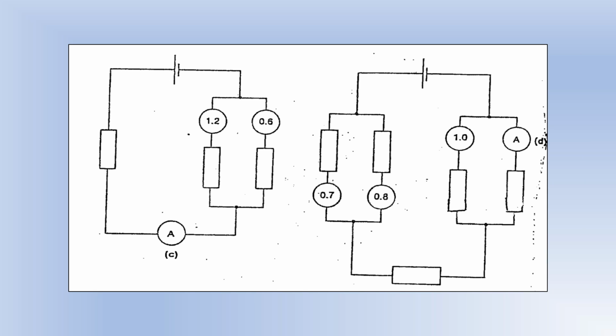Getting a little bit more complicated now. This one is going to be the sum of the two currents, because those two currents join together to give us this one. Okay, so this one, first thing I'm going to do is work out what the total current is. It's 0.7 plus 0.8. That gives us the total current 1.5. 1.5 minus 1 gives us 0.5 amps there.